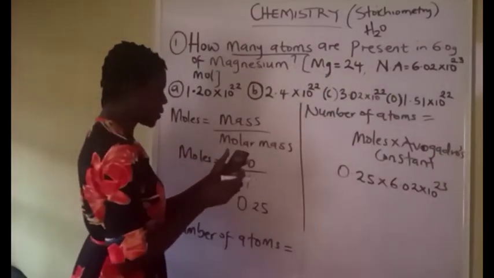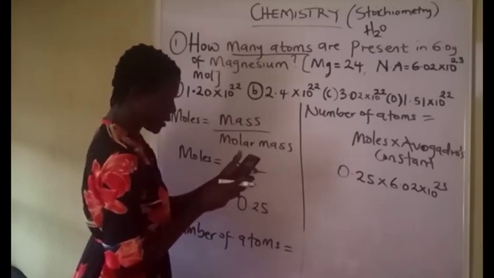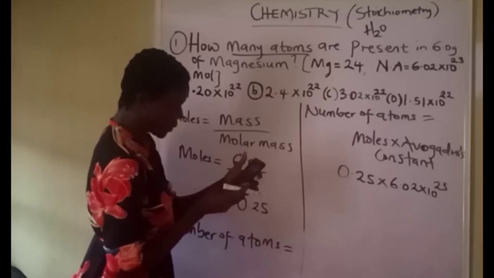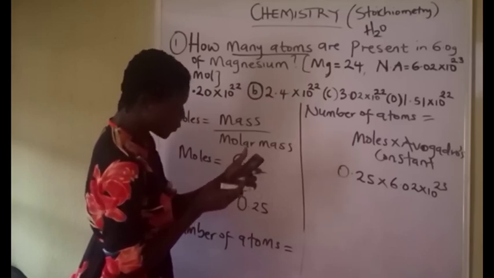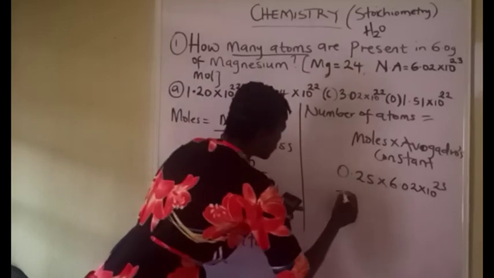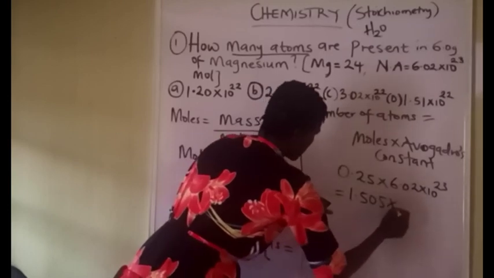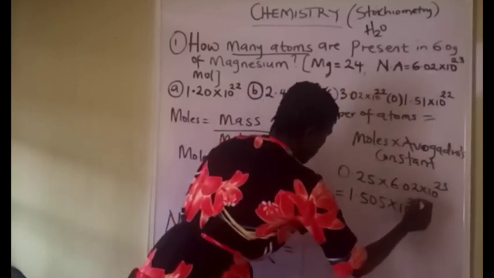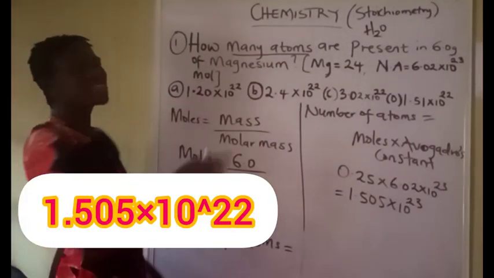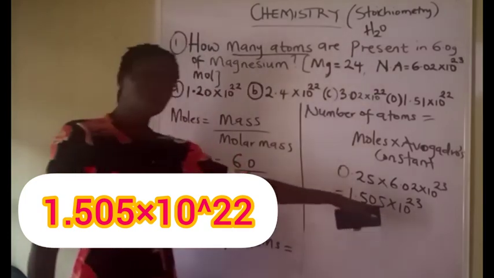So let's calculate and see what it's going to give to us. 0.25 times 6.02 times 10 to the power 23 gives us 1.505 times 10 raised to the power 23. So the number of atoms present in 6.0 grams of magnesium is 1.505 times 10 to the power 23.